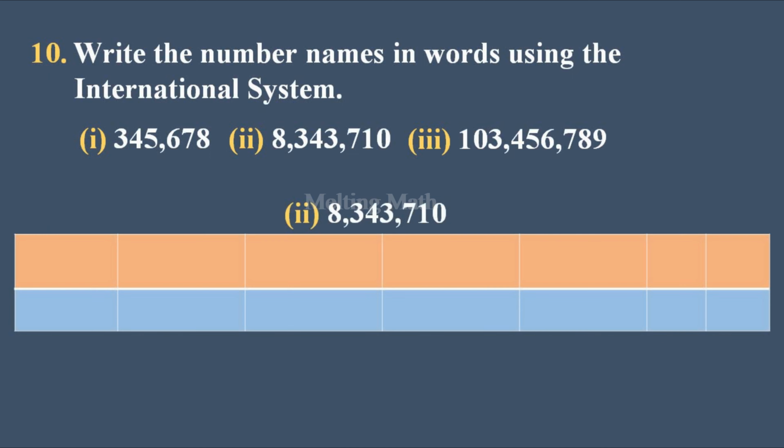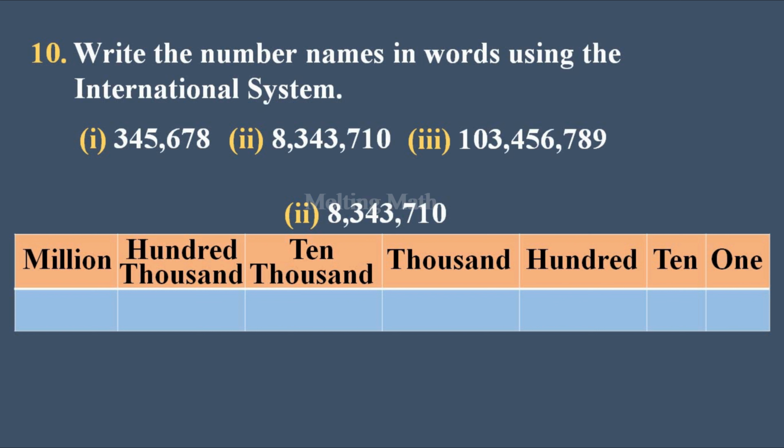Here also just write the places of each digit according to the international system. So we know the last digit 0 is in the ones place. Next 1 is in the tens. Next digit 7 is in the hundreds place. Next digit 3 is in the thousands place. Next digit 4 is in the 10,000s place. Next digit 3 is in the 100,000s place. Next digit 8 is in the million place. So now we wrote the places of each digit. Then we can easily write this number into words according to the periods of the international system.